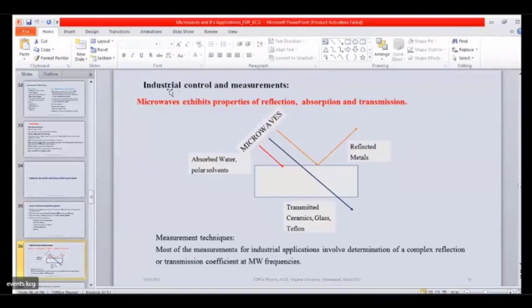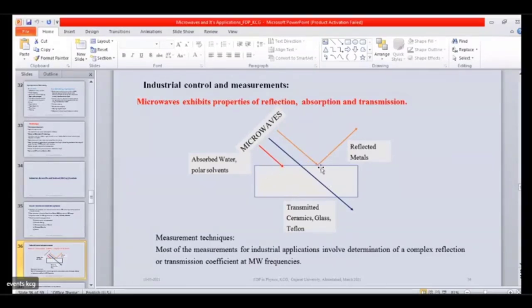So microwaves are used for industrial control and measurements. And why are microwaves used? It is because microwaves exhibit the properties of reflection, absorption, and transmission. So when some material is exposed to microwaves, depending upon the structure of the material, microwaves can pass through the material, be absorbed by the material, or be reflected by the material. Here, this picture shows all three properties.